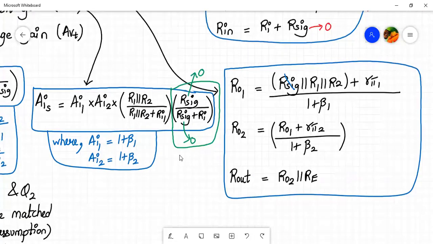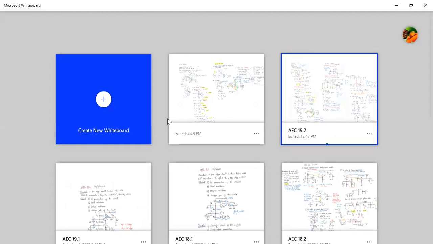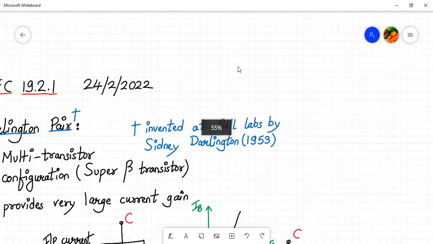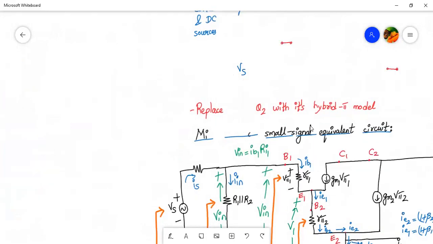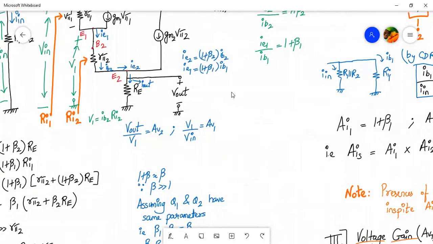Basically, what was happening was this value of R6 over here was calculated as a part of it being in parallel. Let me show it to you. Let me go back to the 19.2 lecture, to see why I am writing that R6 was not equal to 0, but some other value. Here it is, the AC analysis part. Let me go back and show how we calculated it.